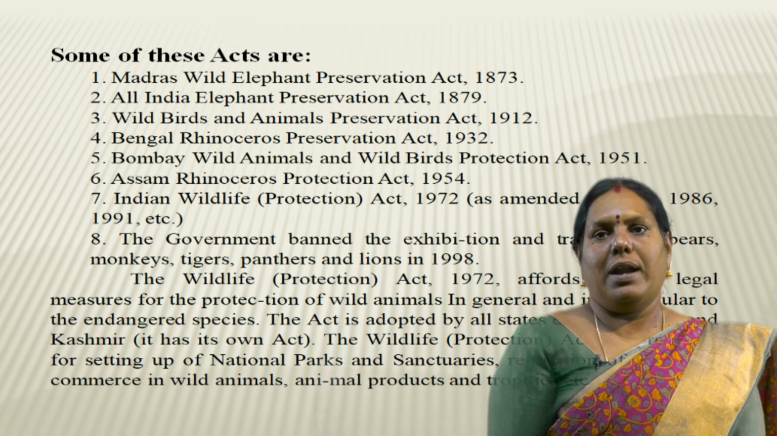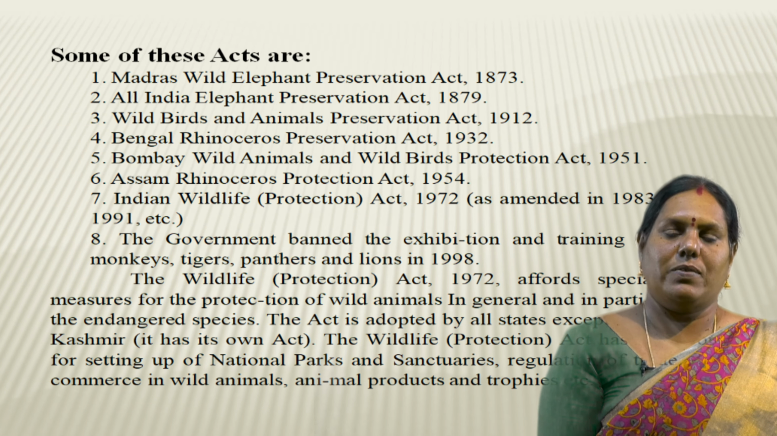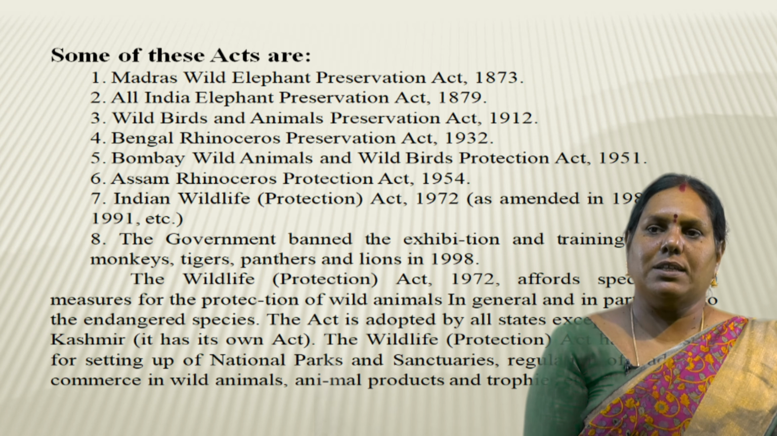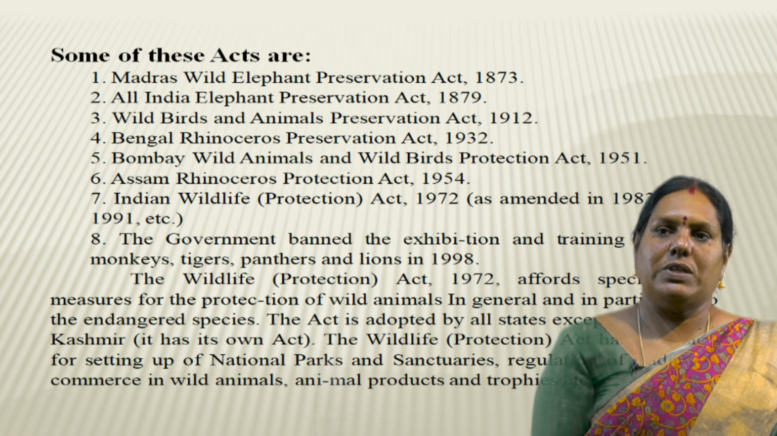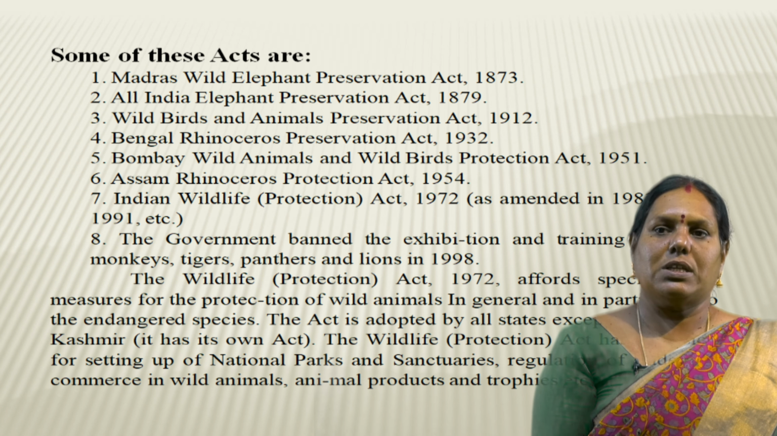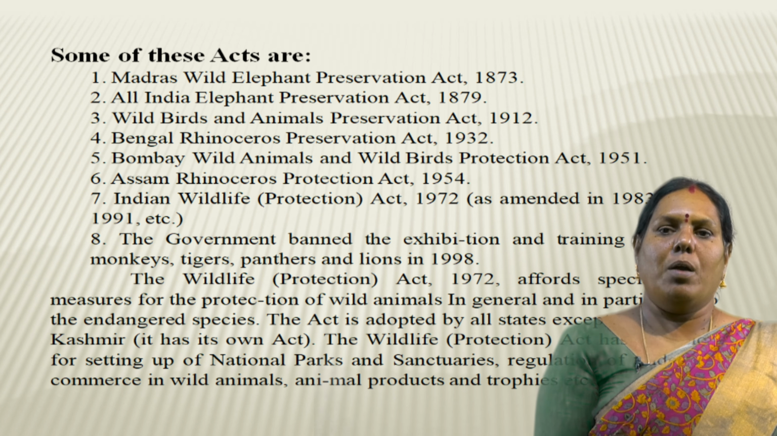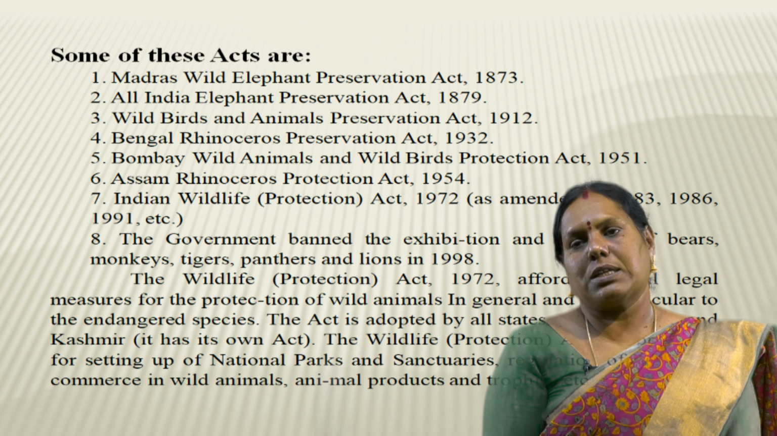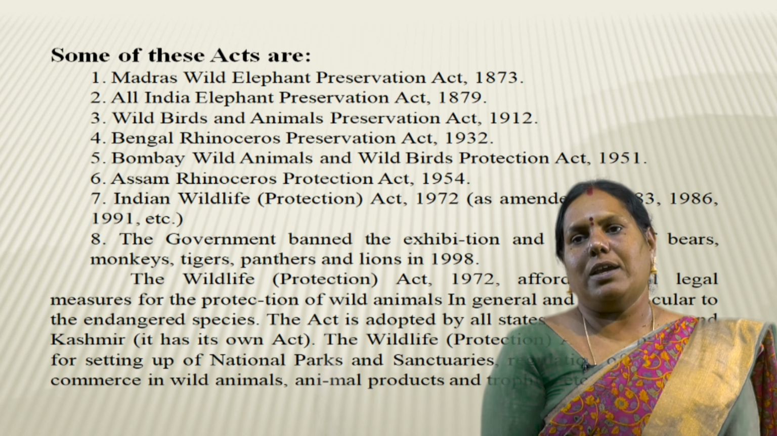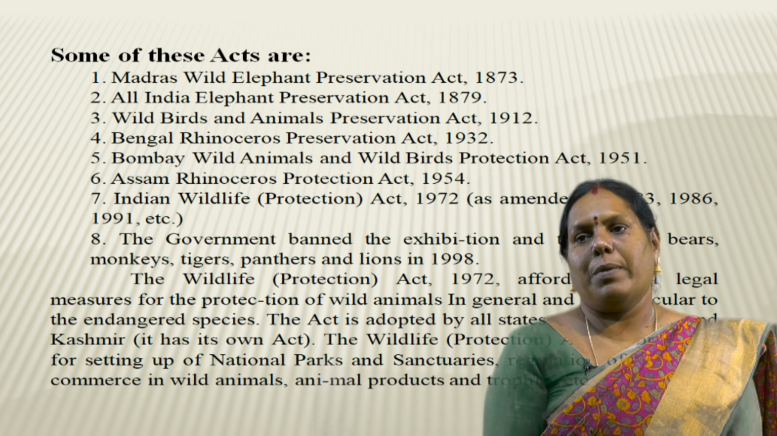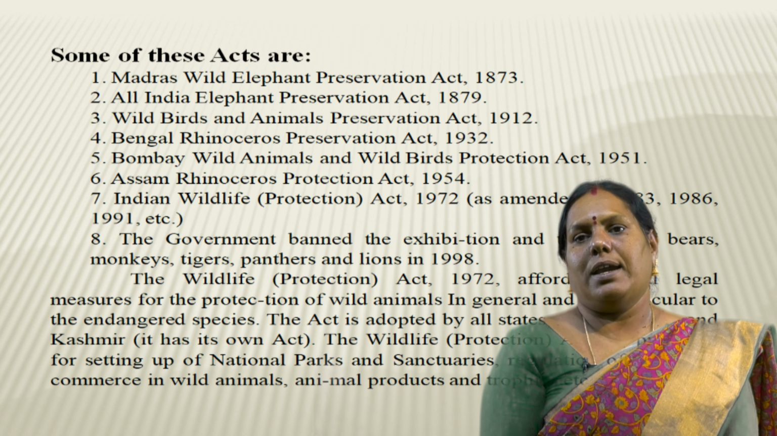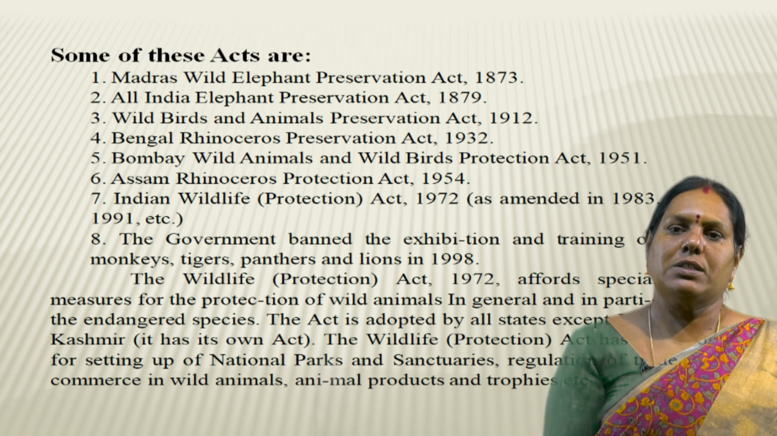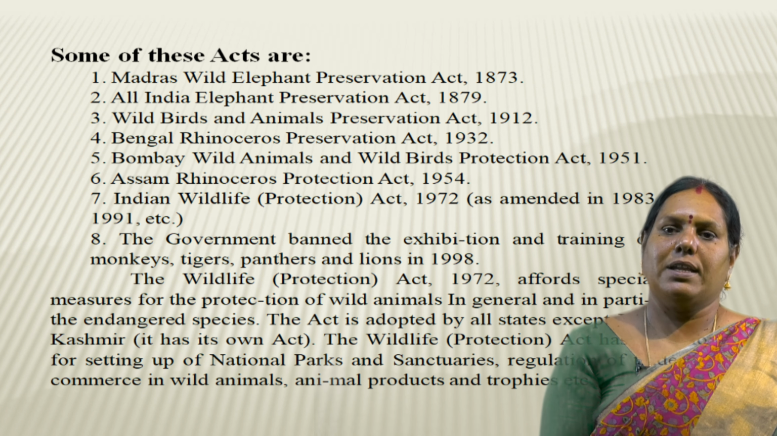Some of the acts are the Madras Wild Elephant Preservation Act in 1873, All India Elephant Preservation Act in 1879, Wild Birds and Animals Preservation Act in 1912, Bengal Rhinoceros Preservation Act in 1932, Bombay Wild Animals and Wild Birds Protection Act in 1951, Assam Rhinoceros Protection Act in 1954, Indian Wildlife Protection Act in 1972, which was amended in 1983, 86, 1991, etc. The government banned the exhibition and training of bears, monkeys, tigers, panthers and lions in 1998.